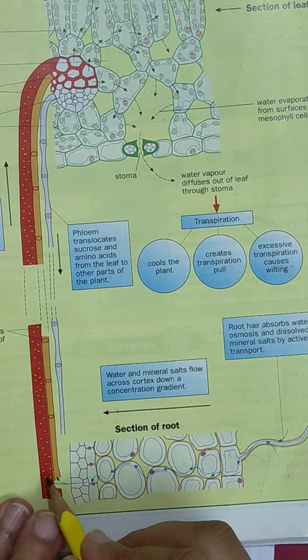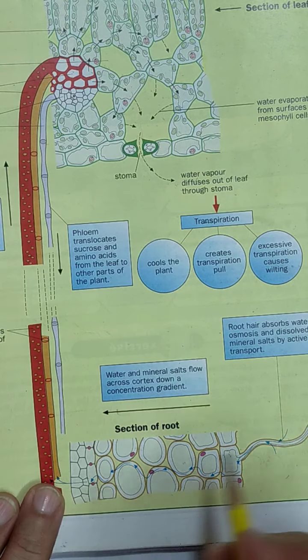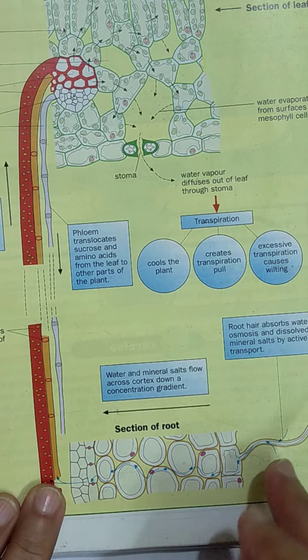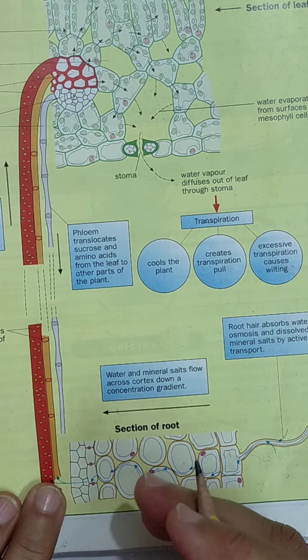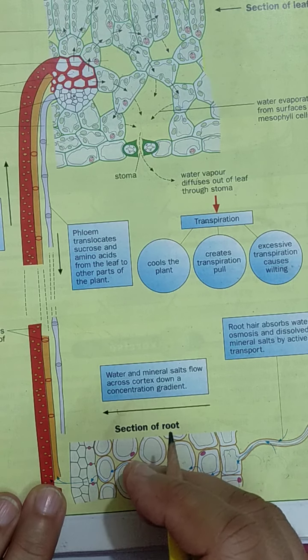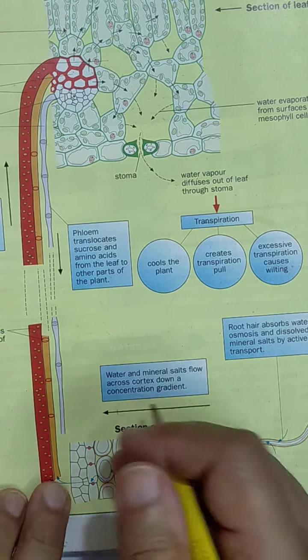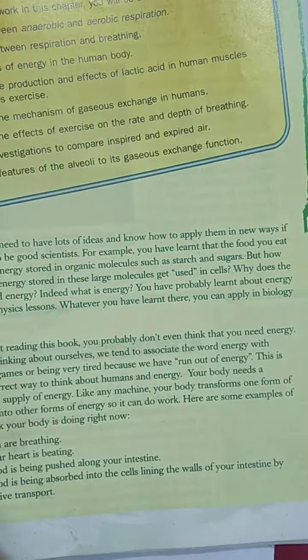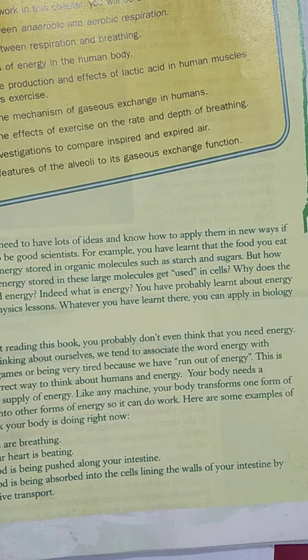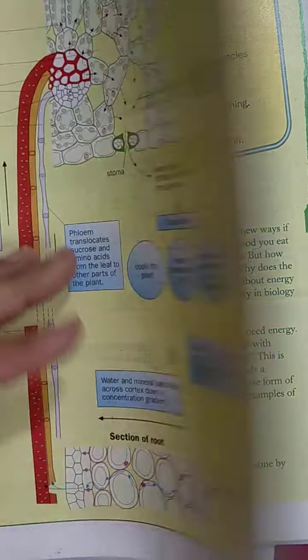Ultimately it will reach the xylem. In this way water is absorbed in the root and reaches the tissues of the plant. Okay, now the second part of this question was that you have to explain how this absorbed water reaches the leaves and transpires.